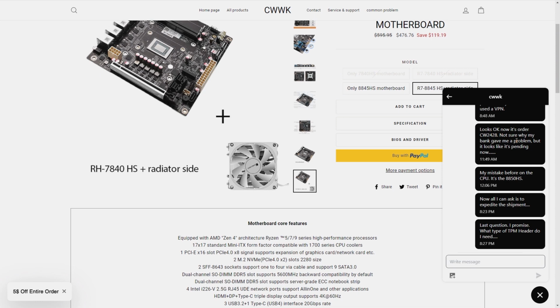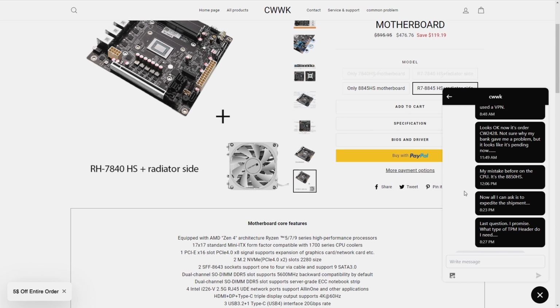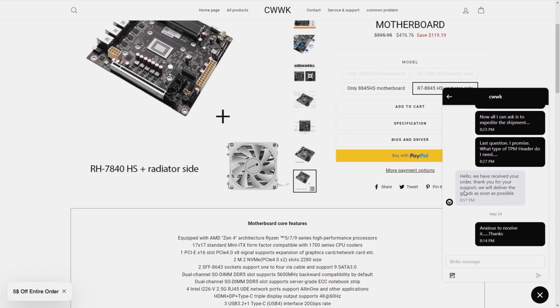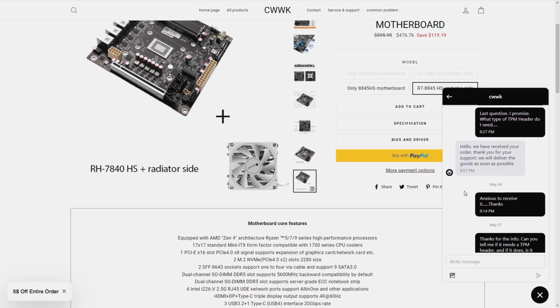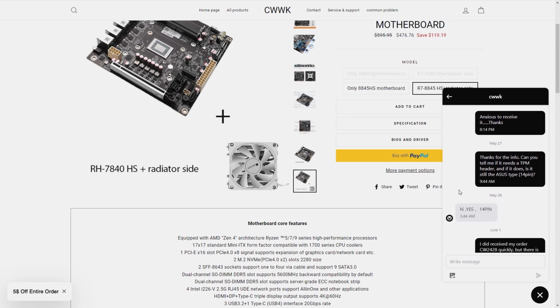Okay, now it's order number. Not sure why the bank gave me a problem. Yeah, the bank gave me a problem when I tried to charge it, probably because it was out of China, but I was still using PayPal. Anyway, I fixed that. Then I keep saying last question, but okay, we received your order. Thank you. Now they shipped it to me.